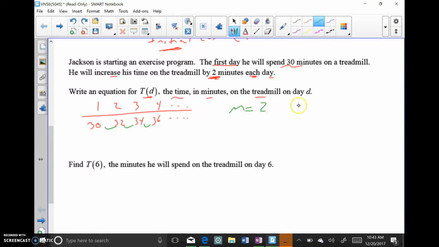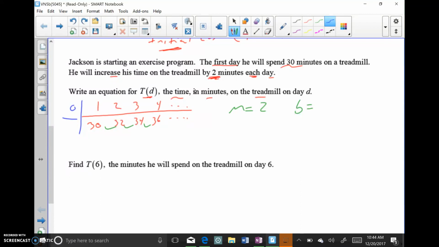So that's my slope. The y-intercept here is a little tricky, because remember, your y-intercept is when your x is 0. And so the first day he spends 30 minutes on the treadmill. I think it depends on how you define that. Is the first day 0, or is the first day 1? And that's what I don't love about these questions, it could be a little tricky.